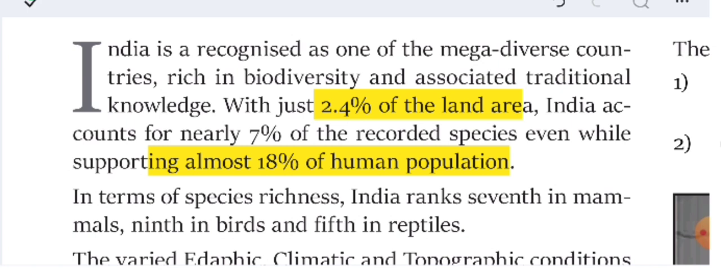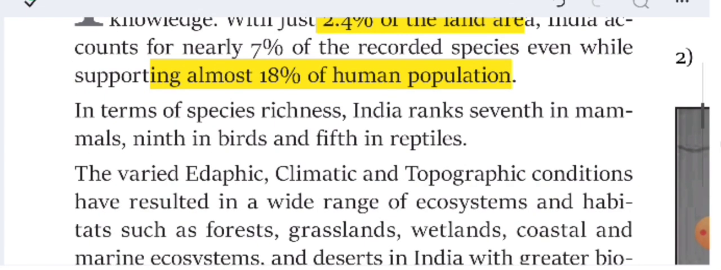Okay, with just 2.4% of land area, India accounts for 7% of recorded species, even while supporting almost 18% of human population. In terms of species richness, India ranks 7th in mammals, 9th in birds and 5th in reptiles. Okay, species richness के term में India 7th rank in mammals, 9th in birds and 5th in reptiles.